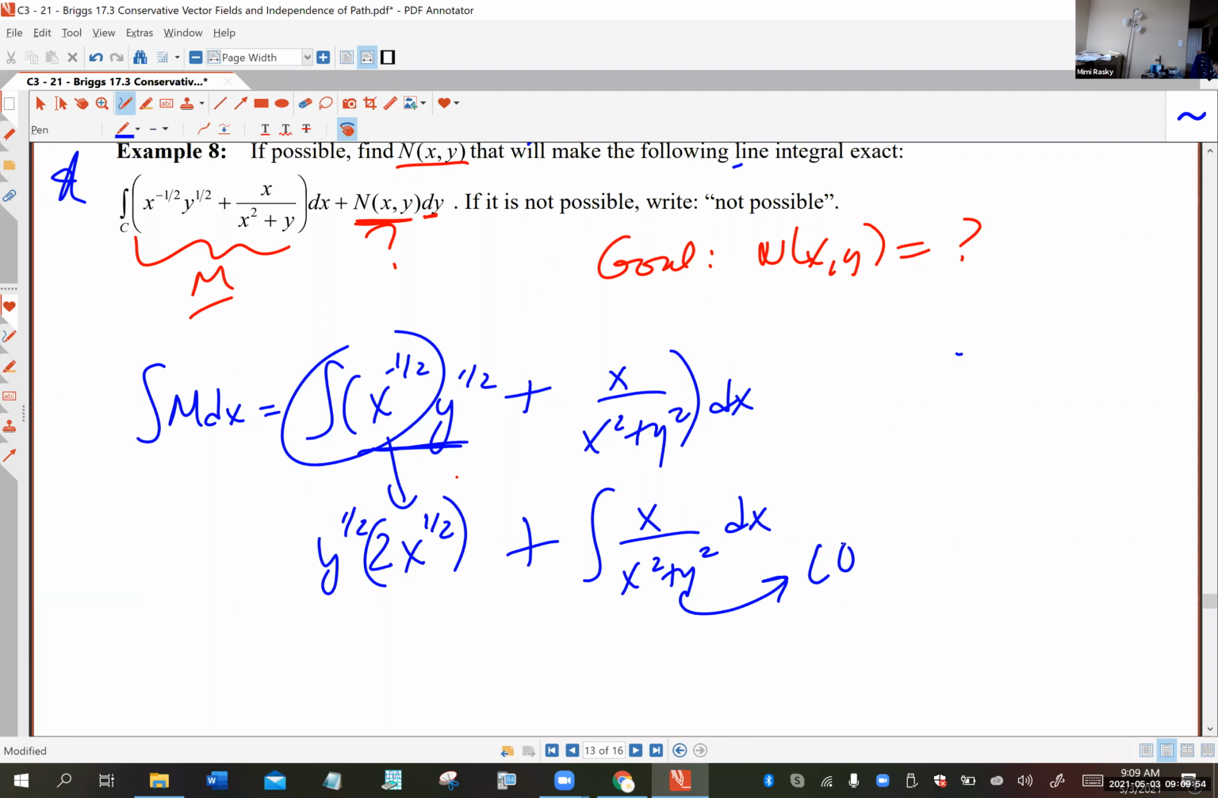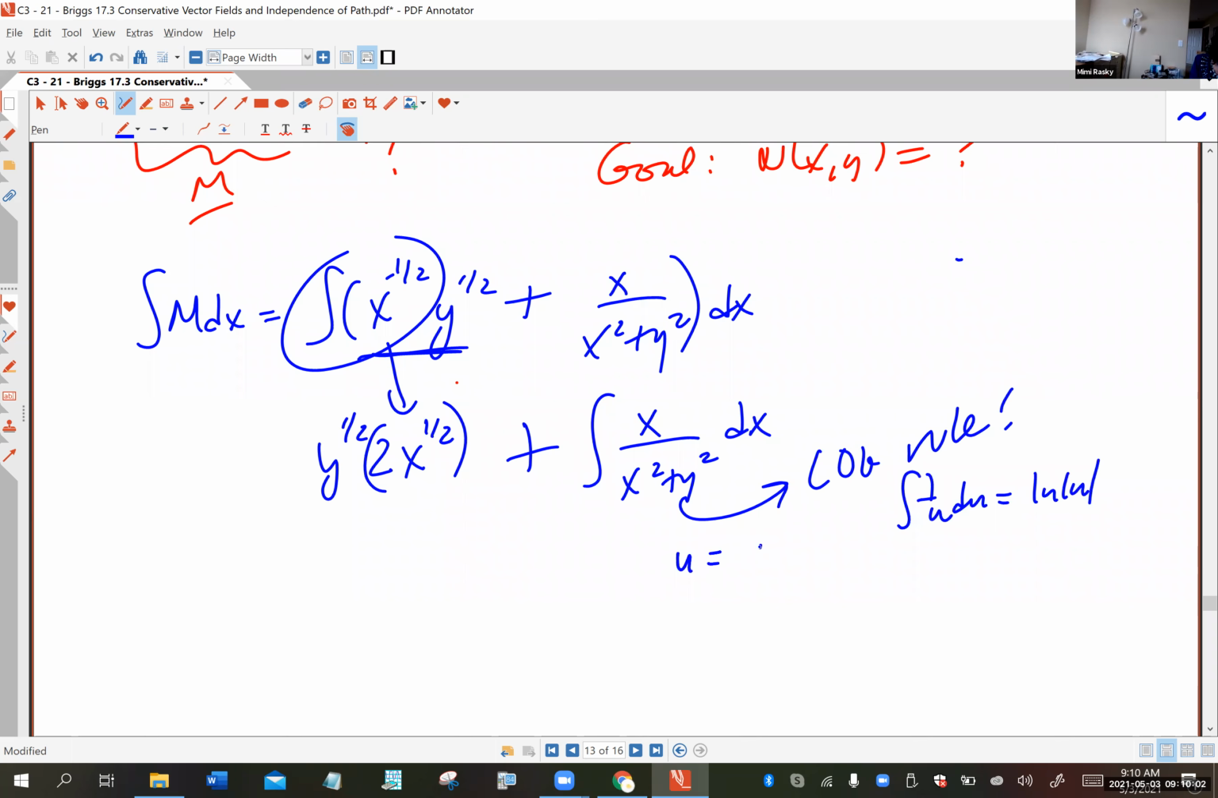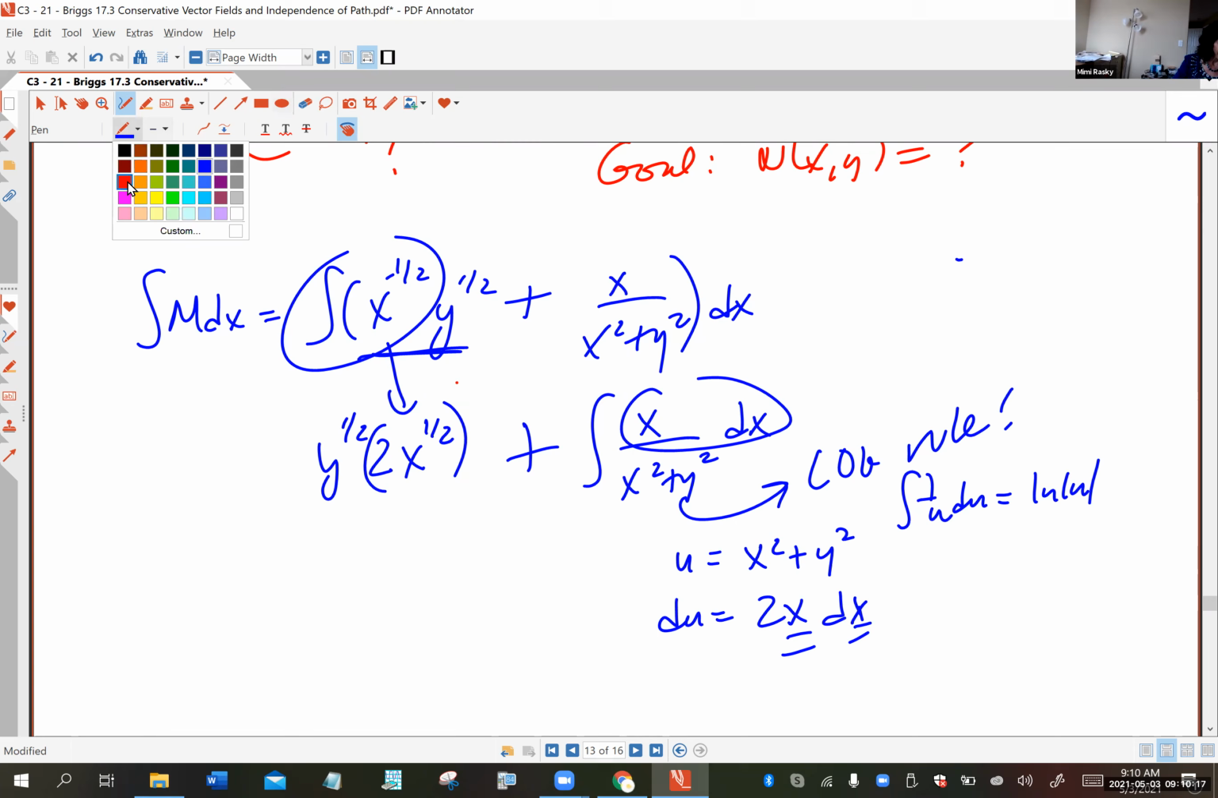Well, I claim we can use the log rule. Integral of 1 over u du is ln absolute value of u, where u is x squared plus y squared, and du, the derivative with respect to x, is 2x dx. Now, good news and bad news. Good news, I already have an x dx in the integrand. Yay. What's the bad news? Well, I'm not seeing a 2 there, so I need this. So I'll put 2 in, provided I divide 2 out.